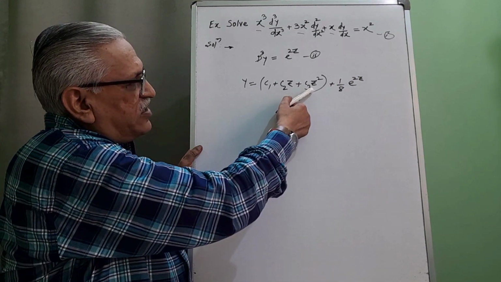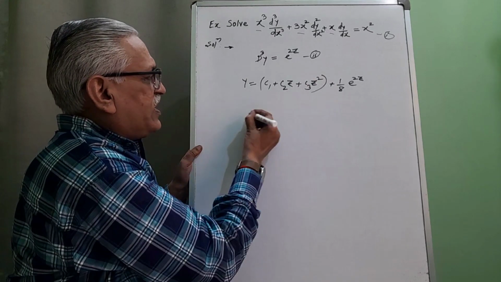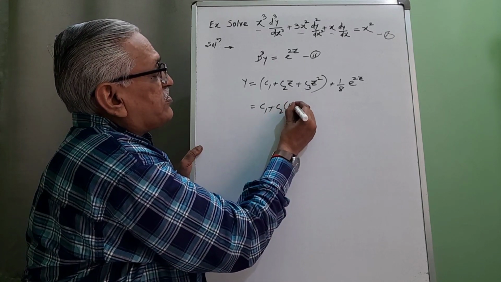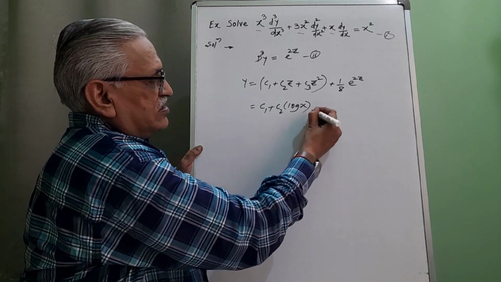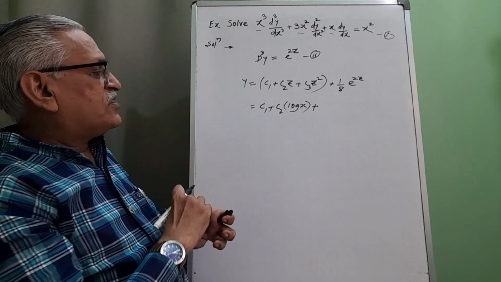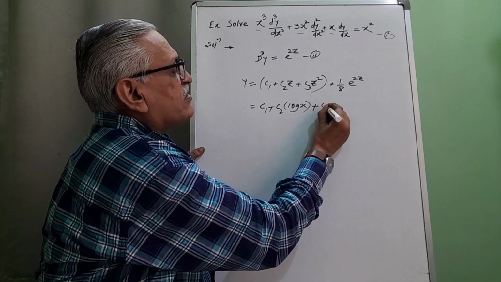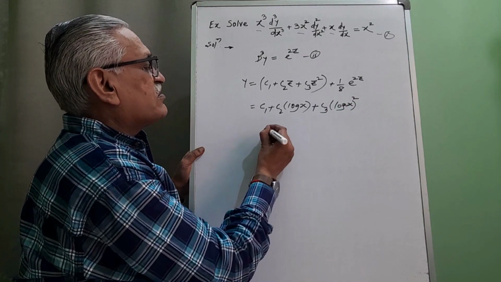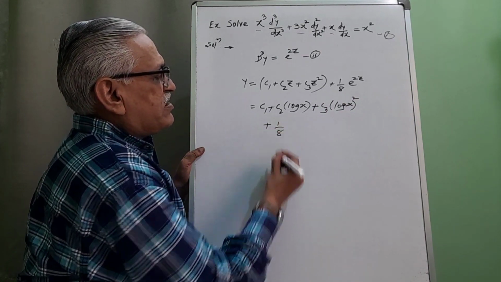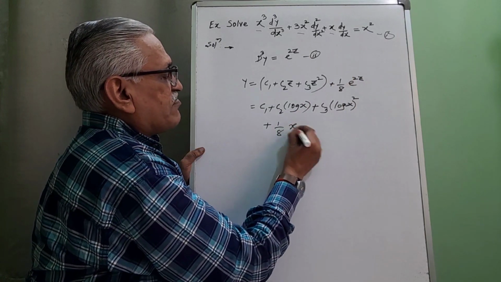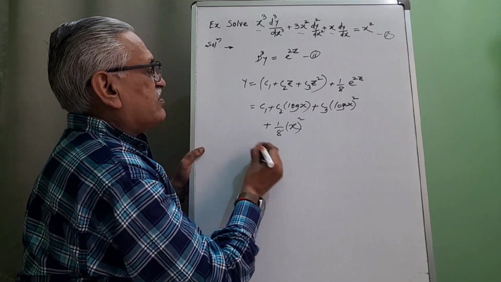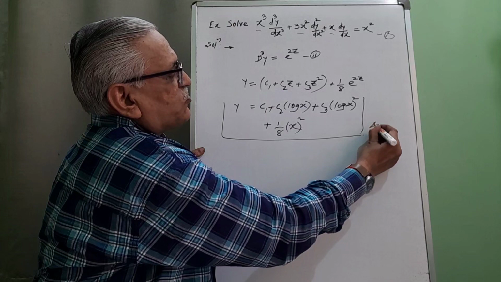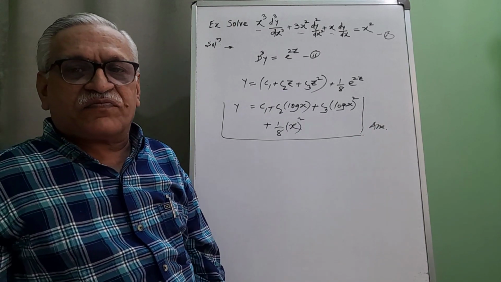Then again converting z in terms of x, we have C1 plus C2z, z is log x, plus C3z square means log x whole square, plus 1 by 8 e raised to z is x and its square, that is x square. This is the required solution or the required answer.